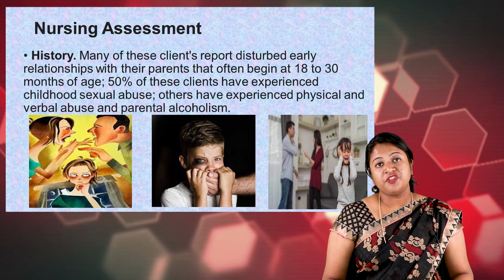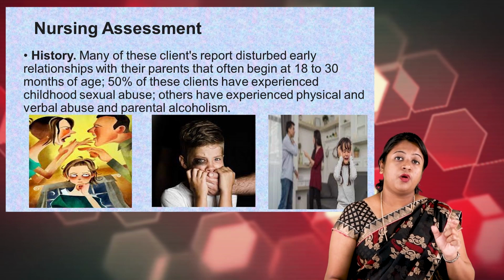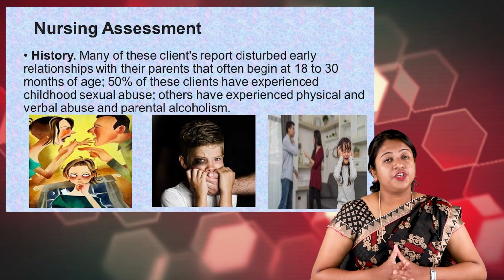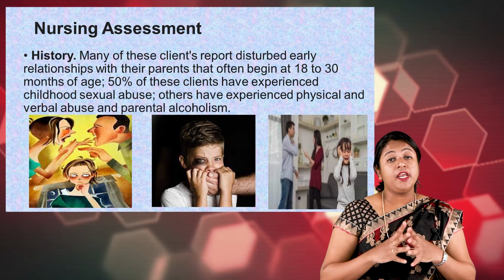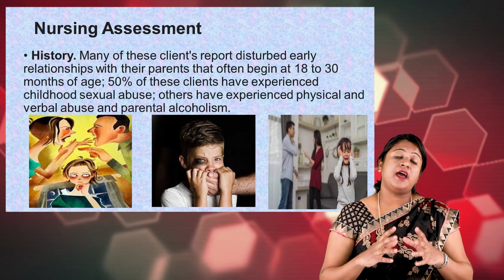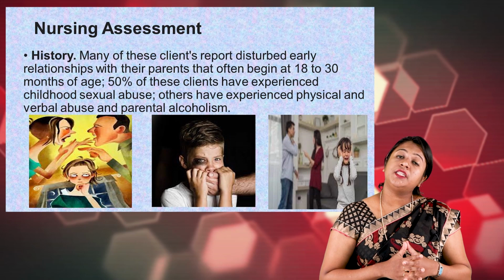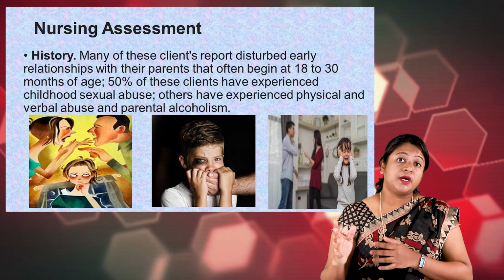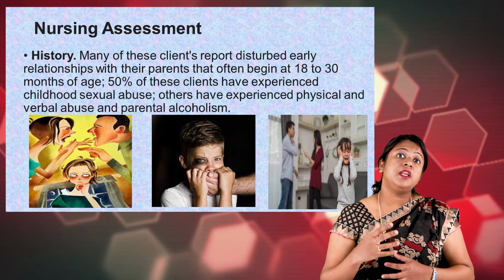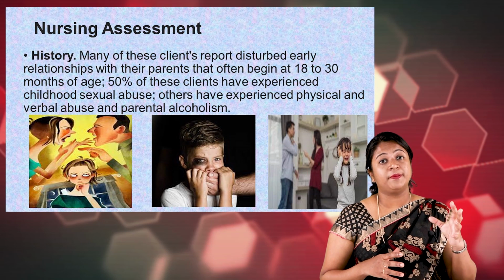So when you collect the information, the history of the client, you have to concentrate on these particular areas. The first thing that you collect is the childhood history. Since most personality disorder clients will have a disturbed relationship with the parents, it is noted that during 18 to 30 months of age itself, the child will experience such a disturbed relationship with the parents, right?